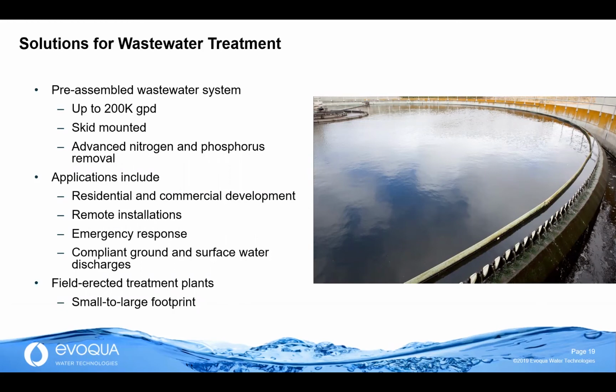They can also serve as pre-treatment for reverse osmosis, or as an emergency response water treatment. You can put those in residential and commercial developments, and they create compliant water for discharge. The field-erected treatment plants are full wastewater treatment plants, but they're less capital intensive than the form-built concrete basin type. There's a shorter concept to completion, construction time, and capacities can range up to 5 million gallons a day.